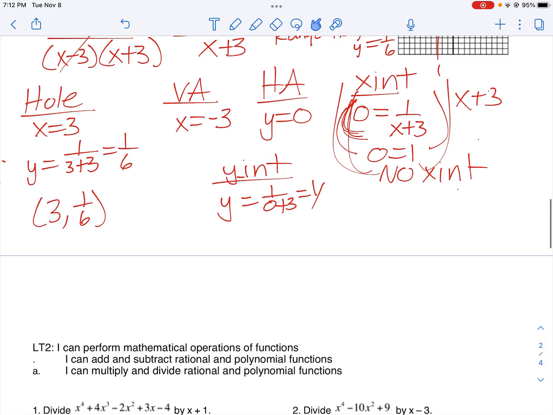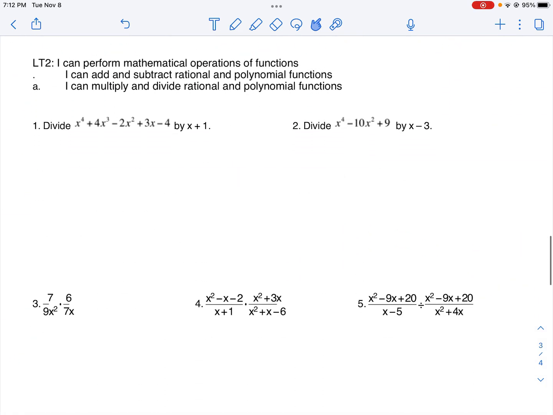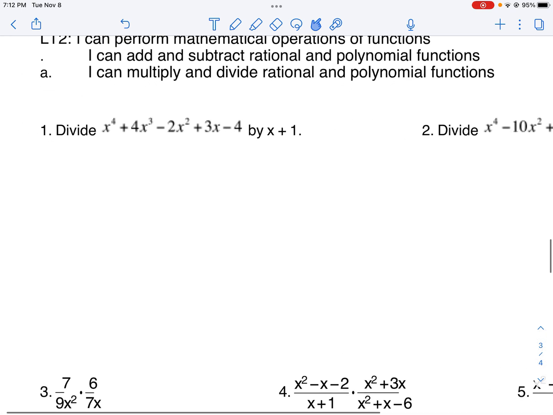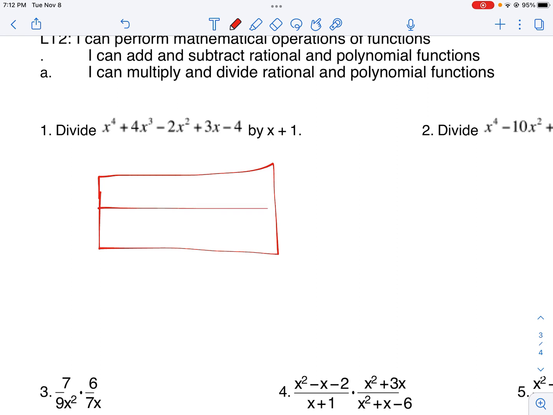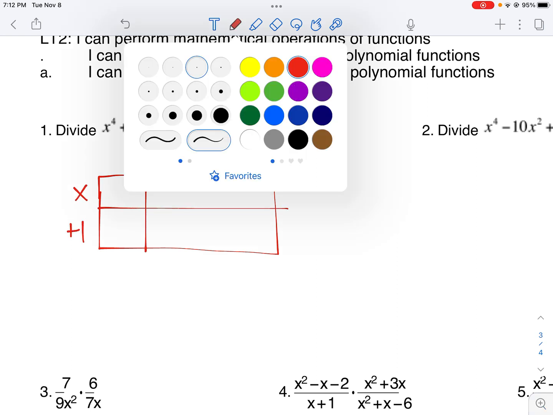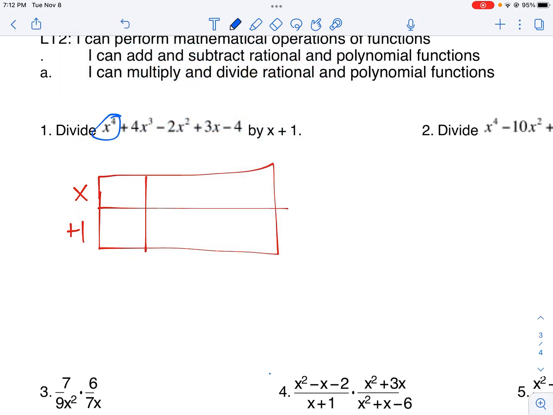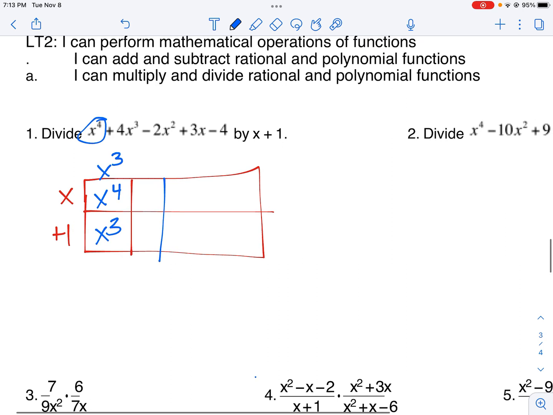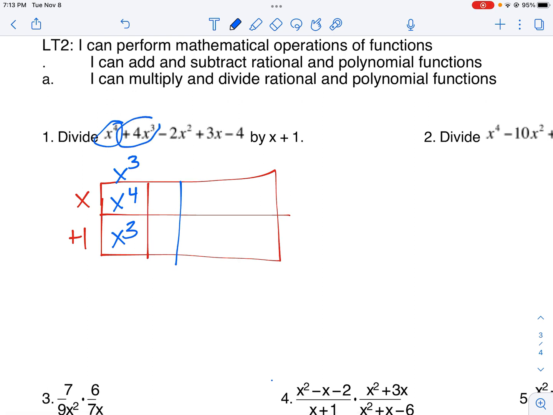So then on to the second learning target. So we are multiplying and dividing. So again, when we do that division here, x plus 1 goes on the outside. So the first thing on the inside is x to the 4th. So that means x cubed has to go on top. So x cubed times 1 is x cubed. We need a total of 4x cubed. So we have an additional 3 on the inside.